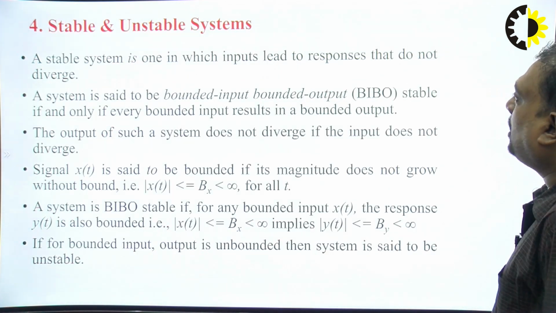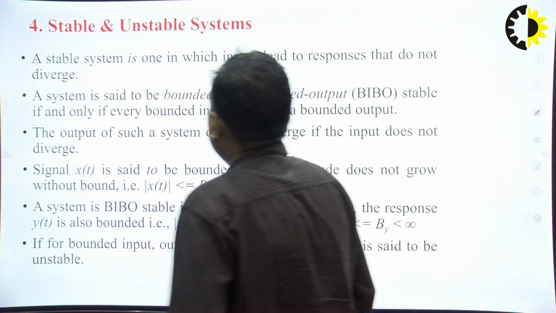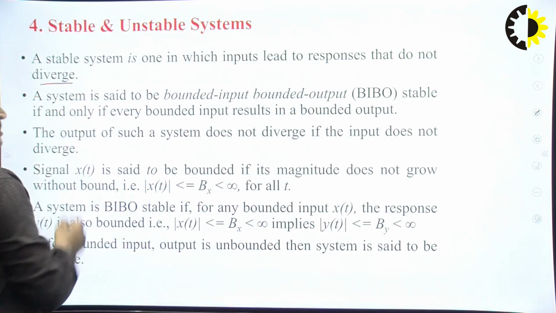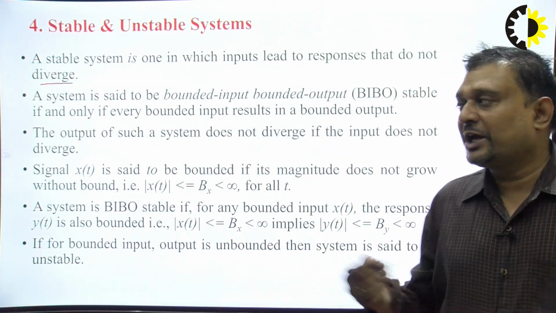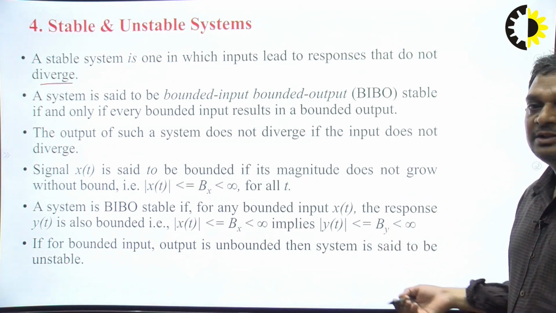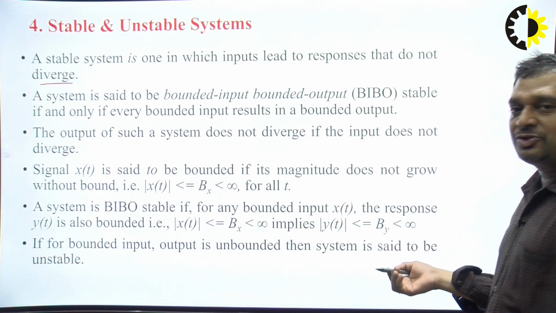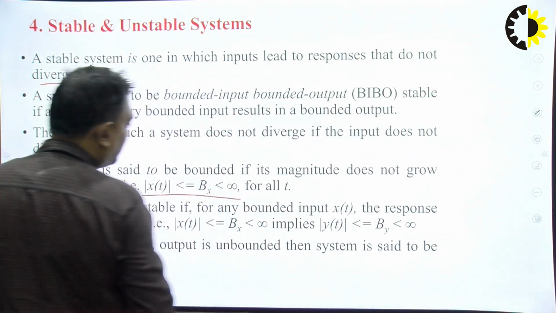Now come to stable and unstable system. A stable system is one in which input leads to responses that do not diverge. Means if you are applying a finite amount of input to the system and you are also getting the output which is finite, then you can say the system is a stable system, and if it is not so, then the system is unstable.